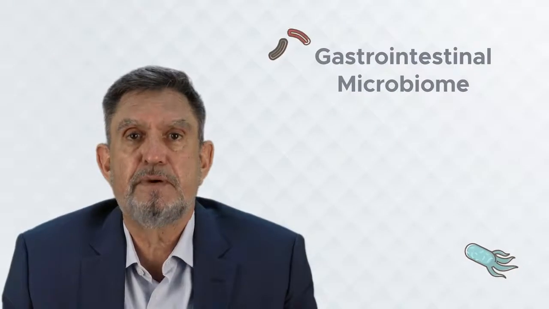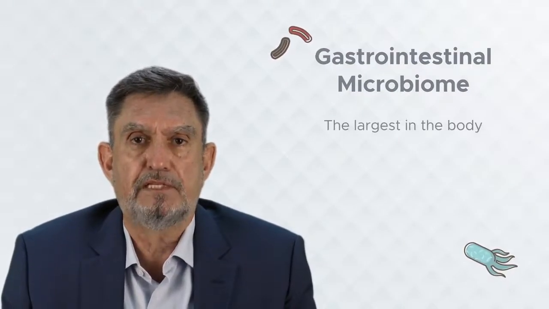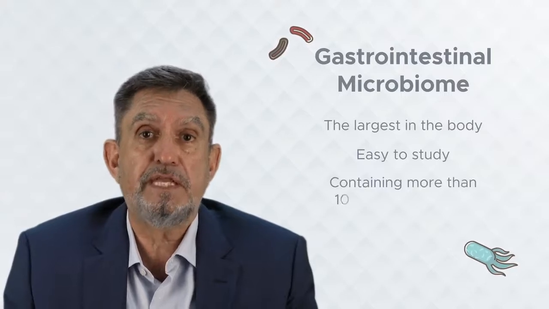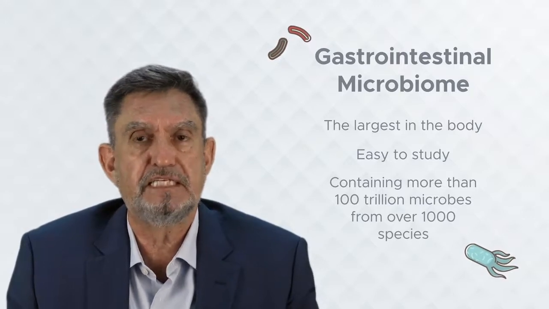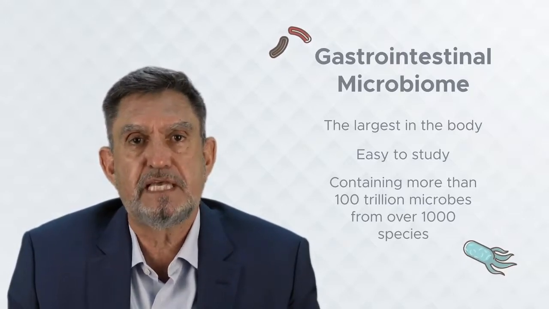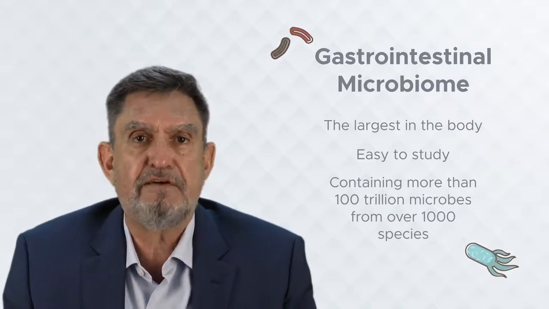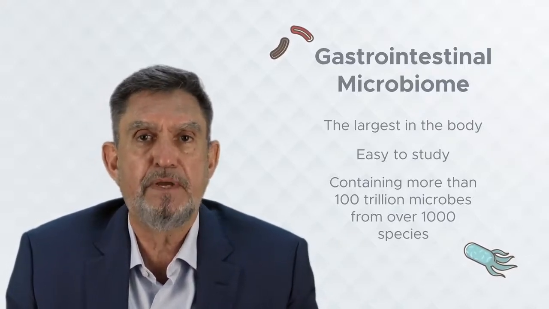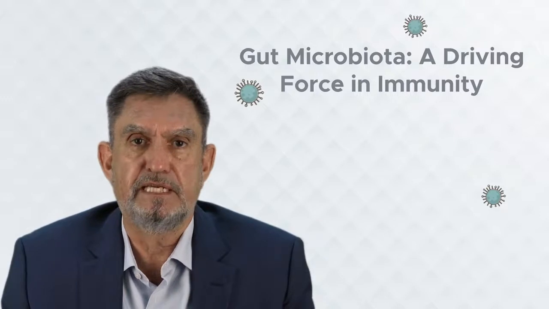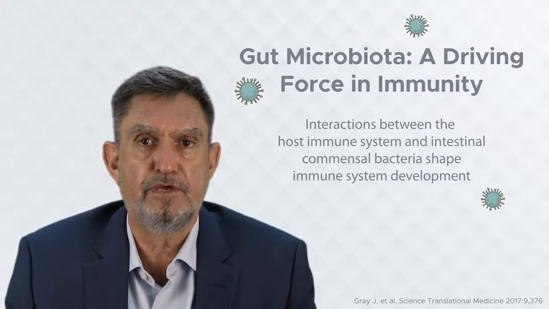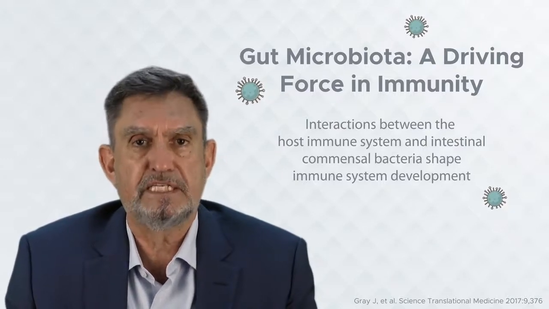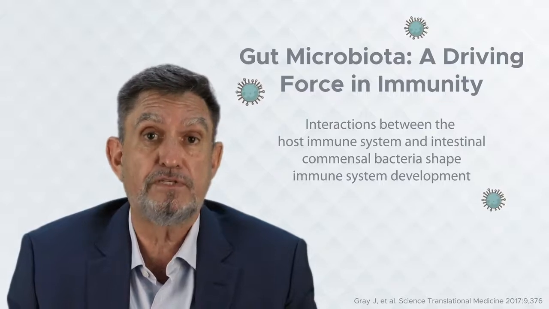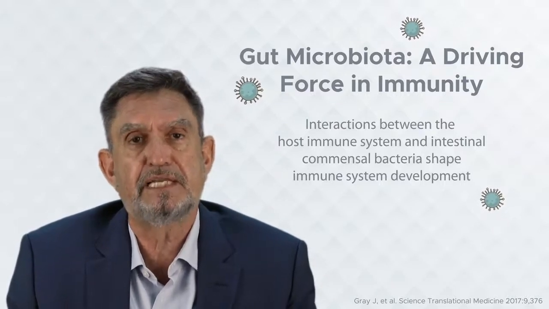The gastrointestinal microbiome is clearly the largest in the body. It's the one that's easiest to study, and we know that it contains more than 100 trillion bugs of over 1,000 different species. That's why many individuals refer to us as a walking mass of bugs. We have 10 times more microbiome organisms in us than human cells. The gut microbiome is the driving force in immunity. The largest microbiome interacts mostly with the human host. It is the one that shapes the immune system in many organ systems, and the immune system of the host, of us as human beings, is shaped by the gut microbiome.